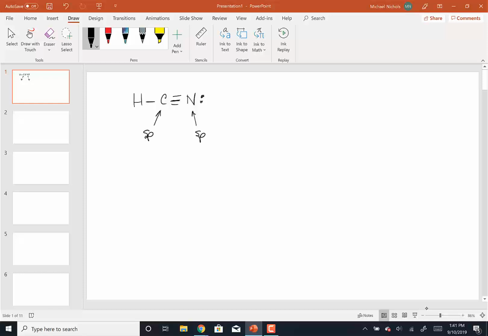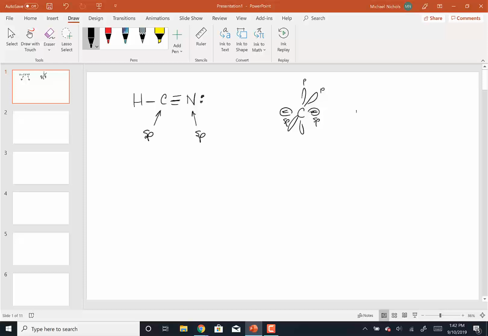So now I'm going to sketch out an sp hybridized carbon and an sp hybridized nitrogen that are going to bond together. For the carbon, the idea that it's sp hybridized means that it has two sp hybrid orbitals, and then it has one p orbital up and down and a second p orbital along the z-axis. So these are two p orbitals, and remember that each p orbital has two lobes.